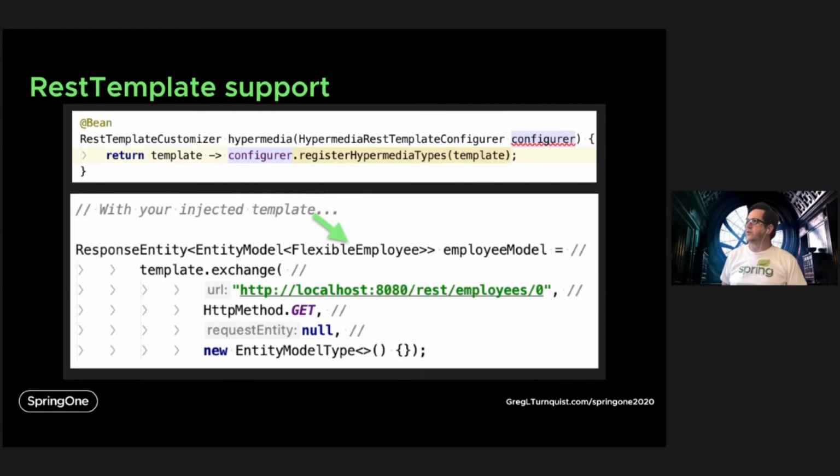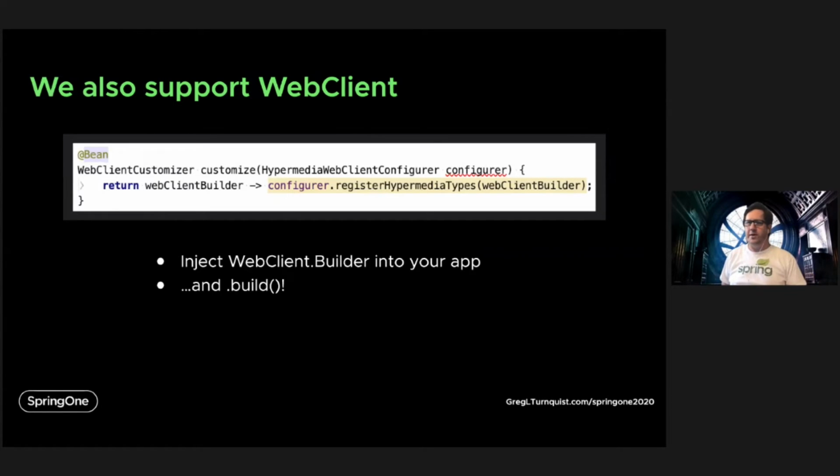But maybe if you're in the modern era, you want to switch over to using web client. Well, we've got you covered there. You can create a web client customizer. All you need to do is grab hold of the Hypermedia web client configurer from Spring HATEOAS and do this one line of registration, and then you're set. Inject web client builder into your app, and then you can build away.